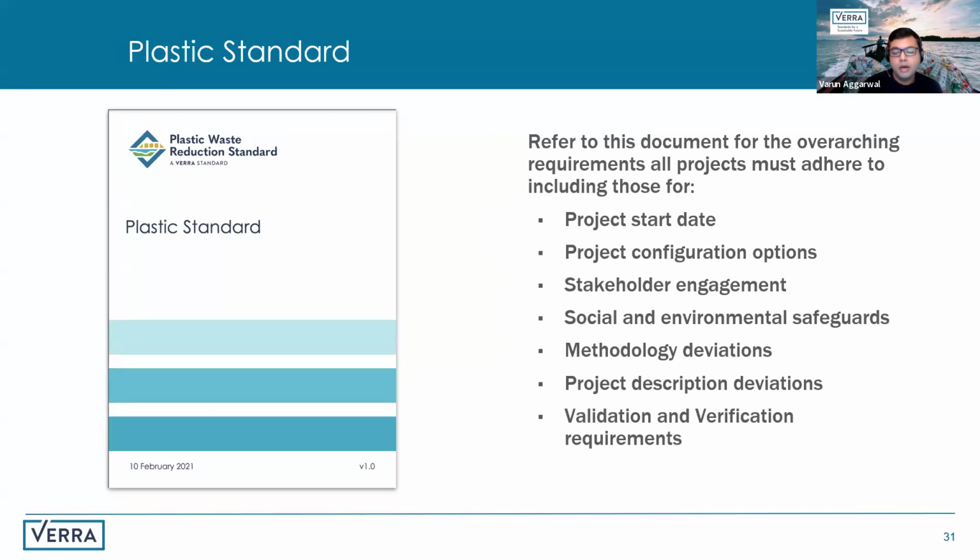Moving on to the standard, as I said before, it's the core document and lays out all the overarching requirements that all the projects need to meet, including those for the project start date, related to the project configuration. Standard provides information about various ways in which a project can be configured and designed. So all those requirements need to be met. There are comprehensive requirements related to stakeholder engagement. All those need to be adhered to as well. Safeguards, both social and environmental, processes related to in case there are deviations from the methodology.